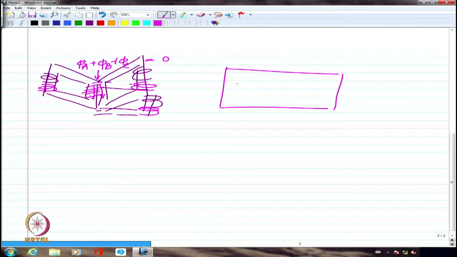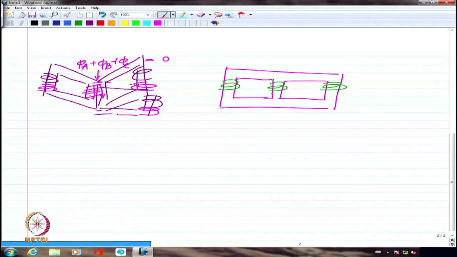It looks like a shell type construction for a single phase case, but I'm going to have essentially the core somewhat like this. So I'm going to have in all probability A phase primary wound here, B phase primary wound here, and C phase primary wound here.